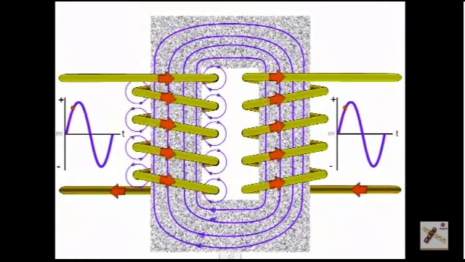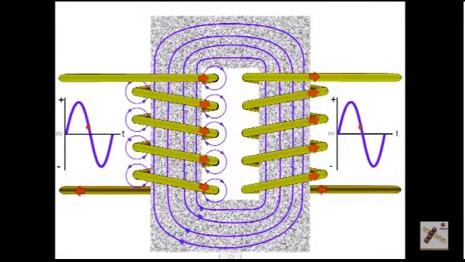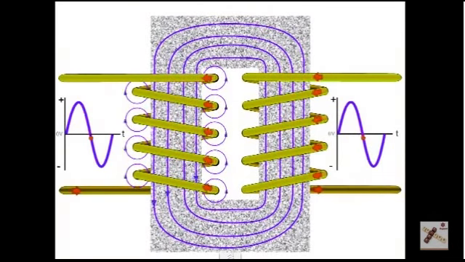And we can do this using a sine wave. As you can see, the sine wave constantly changes voltage, which constantly causes a change in magnetic field, which means we're always going to have a voltage induced on the secondary.